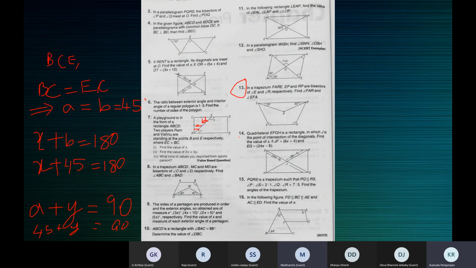Okay, ma'am. So you can just say that since BC is equal to EC, it shows the two persons, that is Ram and Vishnu, are standing at equal distances from C. So this depicts their honesty.